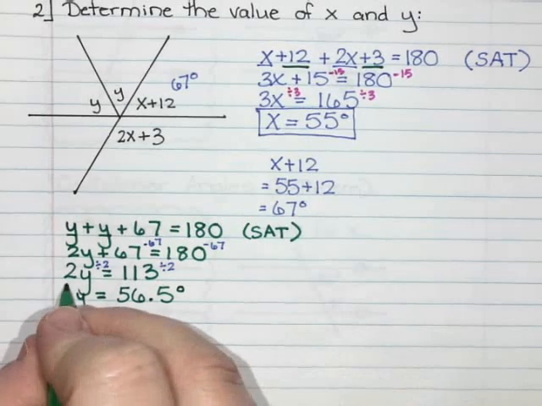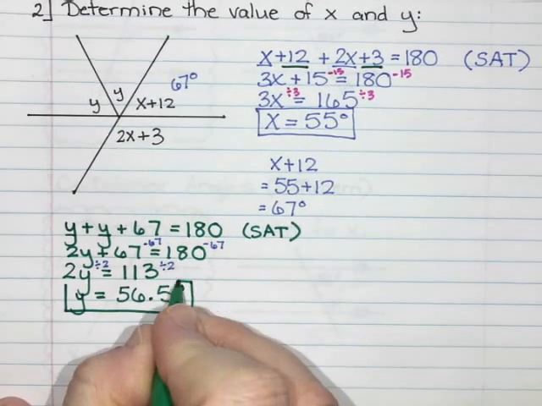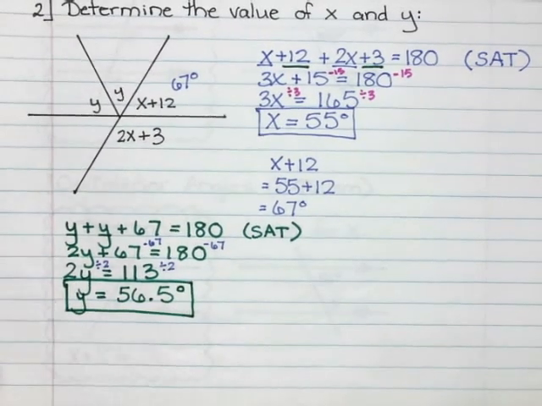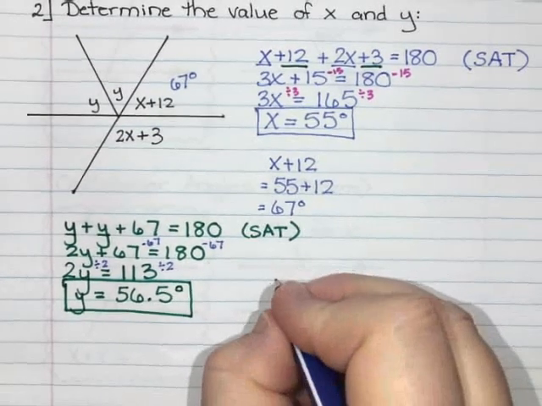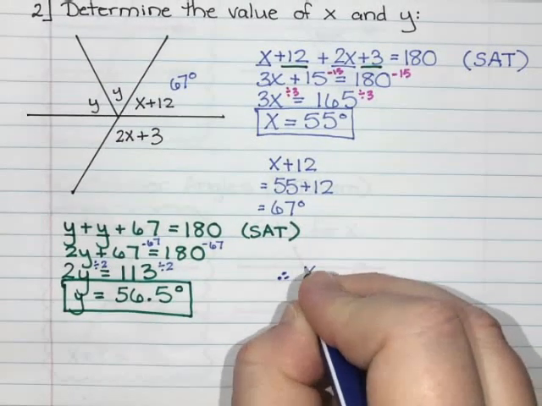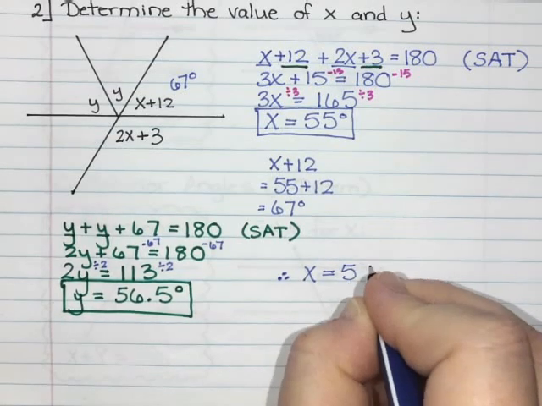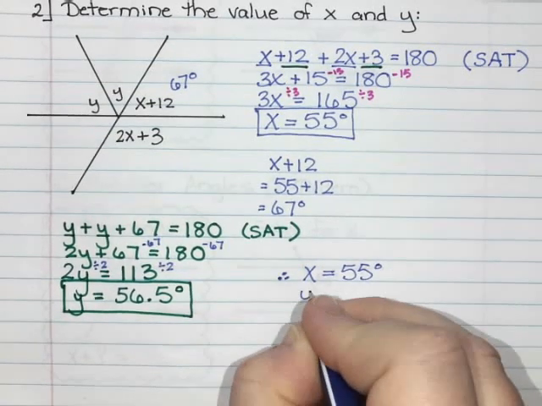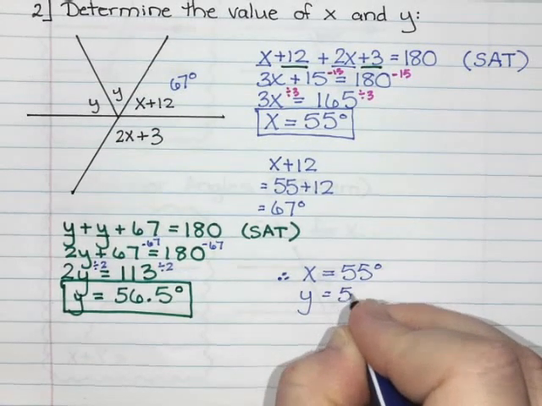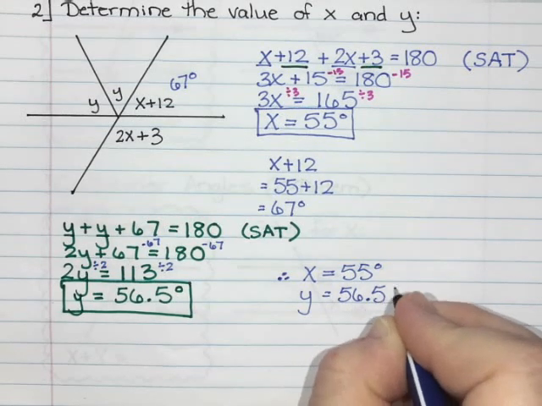So I'm going to write a little statement at the end just because I had 2 different things to calculate. I'm going to say, therefore, x equals 55 degrees, y equals 56.5 degrees.